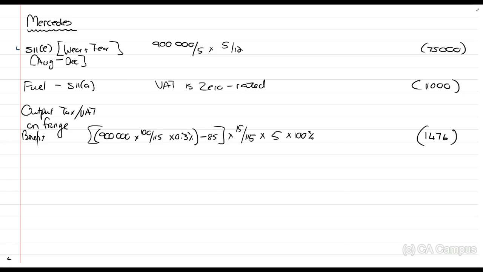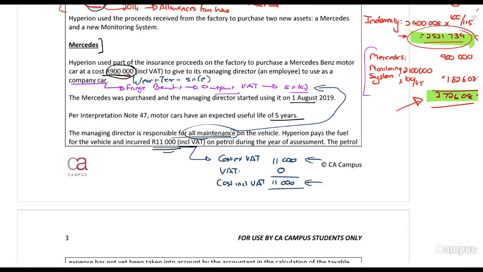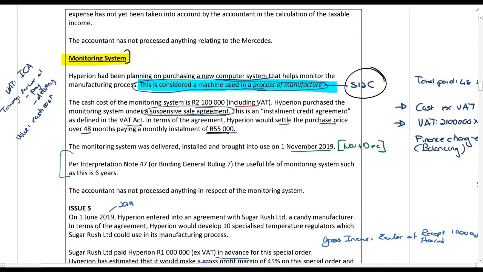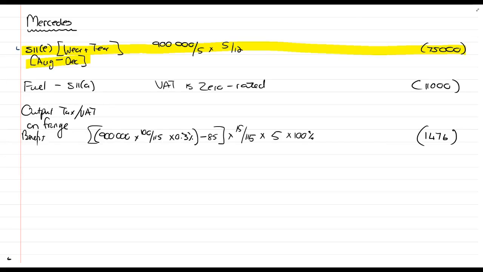So what's going to be important here? This wear and tear over here. I'm going to use that in a little bit when we look at our deferral, but I'll do all of that in one big chunk. So the next one I want to look at, now we look at the monitoring system. Sorry guys, for the previous one I also should have said the accountant didn't do anything. Now let's look at the monitoring system.